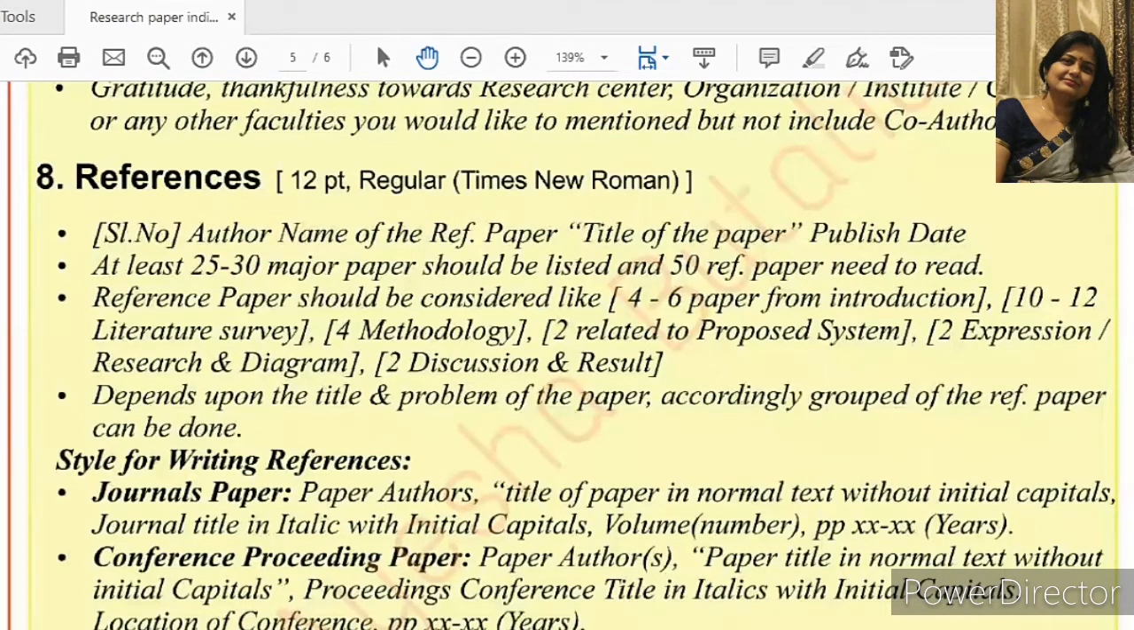A research paper should be considered like 4 to 6 papers for the introduction. You can make folders where these papers are related to the introduction, which will help me in writing the research paper or the report. When you write a research paper it may take 6 months, but when you write module wise, you understand what the next step is, what I need to do.